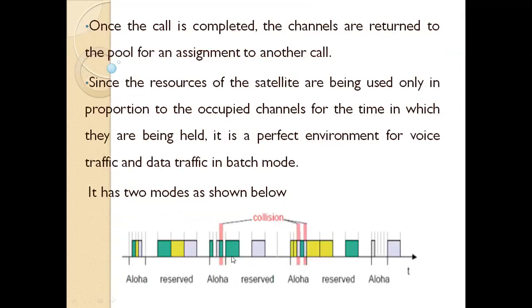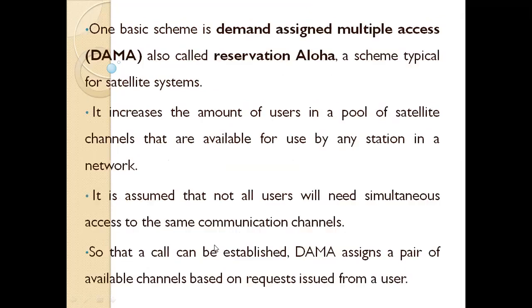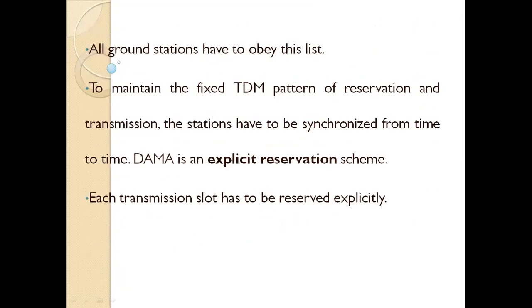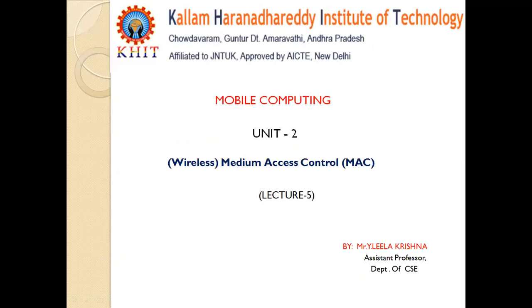In reservation Aloha, the users transmit data packets only in their reserved time slots. But there is still a possibility of collision. That's why, as we just discussed, the efficiency is only 80%, and the remaining 20% is the possibility of collision. In classical Aloha there is an 82% possibility of collision, in slotted Aloha 64%, and in reservation Aloha just 20%. So that's what we covered in lecture number 4.